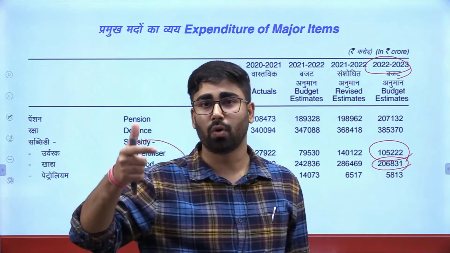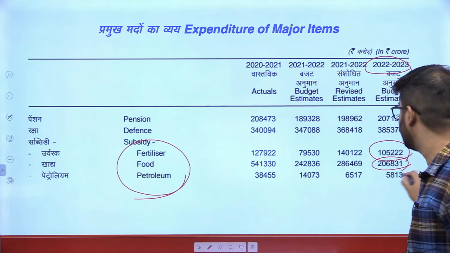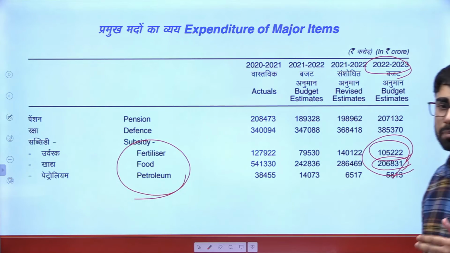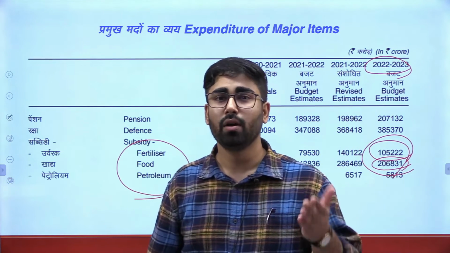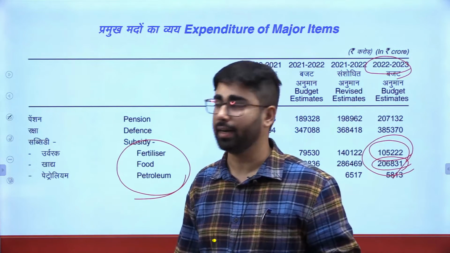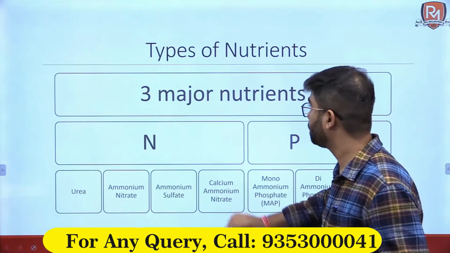Food subsidy goes for MSP as well as food management. Okay? So you can essentially see that the subsidy provided for fertilizers is almost half of that for growing food and managing food in the country. Okay? Now let's see more about fertilizer subsidy.